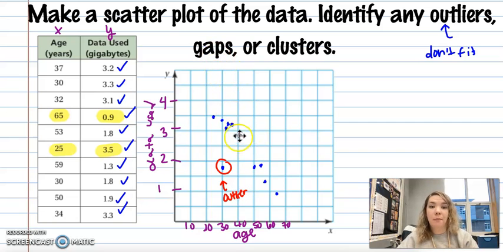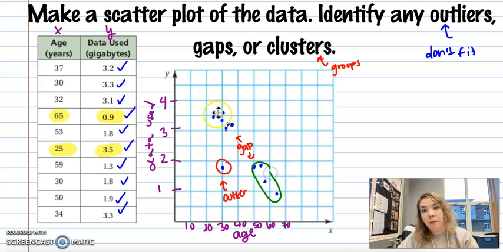Gap is a break between data points. So there is a gap right here in between these two. Okay, this space is a gap. And then clusters are groups of points. So groups. So I would say our clusters, we have 2 of them. Those would both be a cluster.